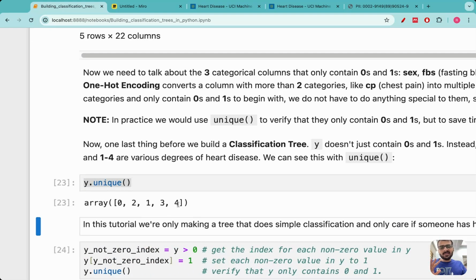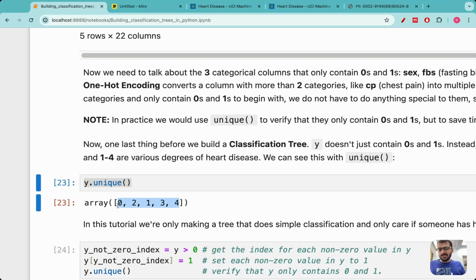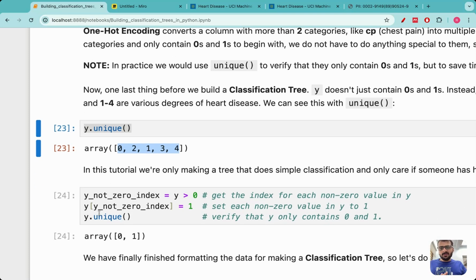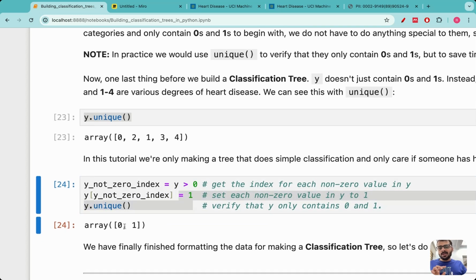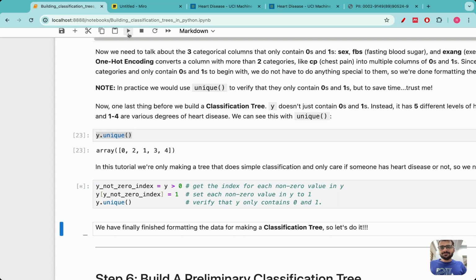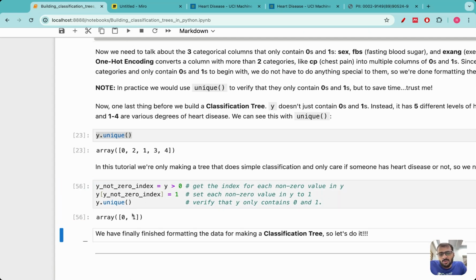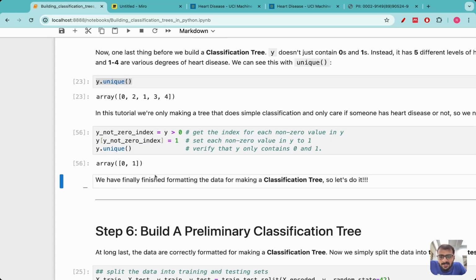We don't want a 5 class classification right now. It will be very complex for this tutorial. So we'll just have 0 or 1. If the Y values are greater than 0, we are going to set all of them equal to 1. That's all. Then the Y values will only contain either zeros or ones. 0 means that heart disease is not present, and 1 means that heart disease is present. So let me run this right now. Done. Now the entire formatting is done.